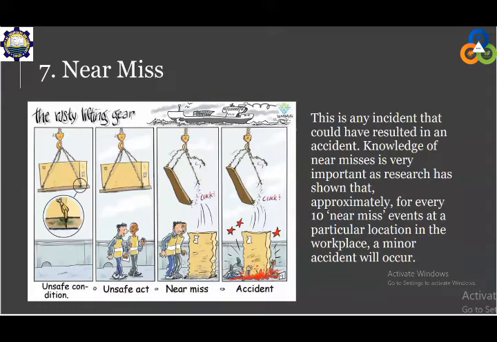Next is the near miss. This is any unplanned event that could have resulted in an accident. Knowledge of near misses is very important, as research has shown that an unplanned event that did not result in injury, illness, or damage, but had the potential to do so. Another term for this event is close call. Approximately for every 10 near miss events at a particular location in the workplace, a minor accident will occur.